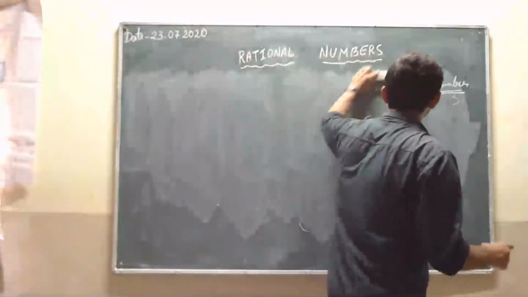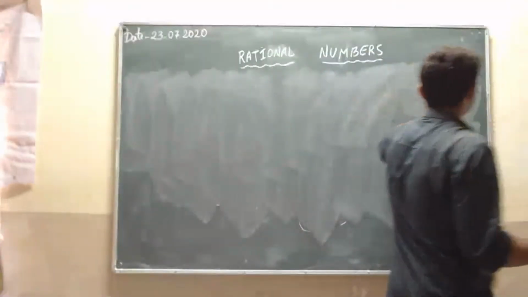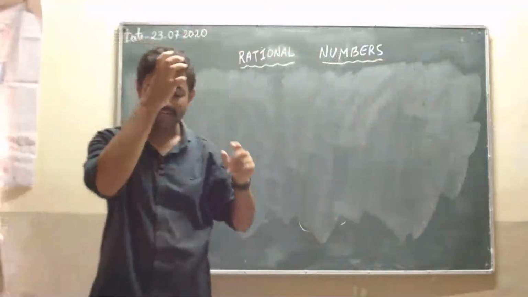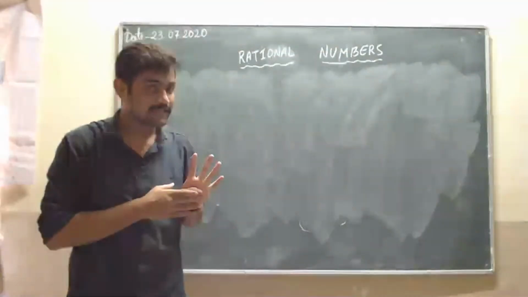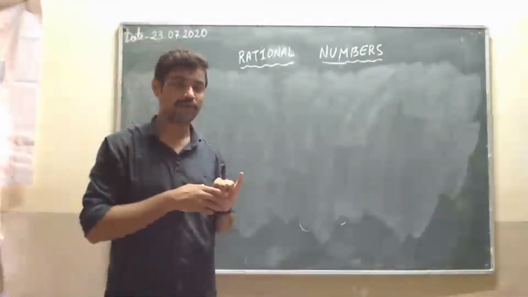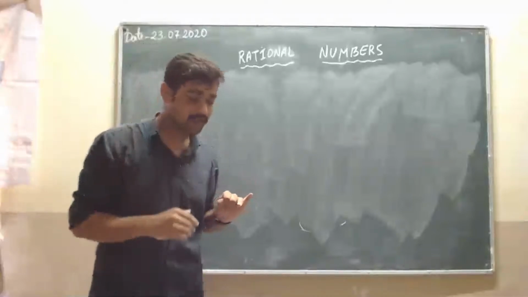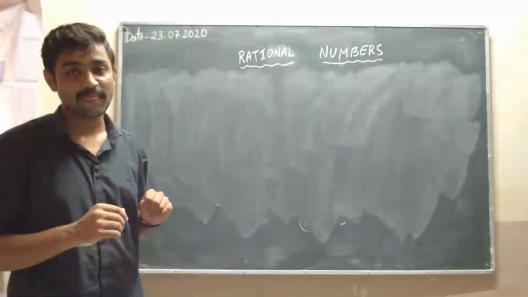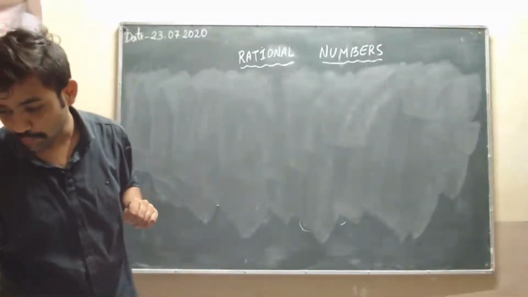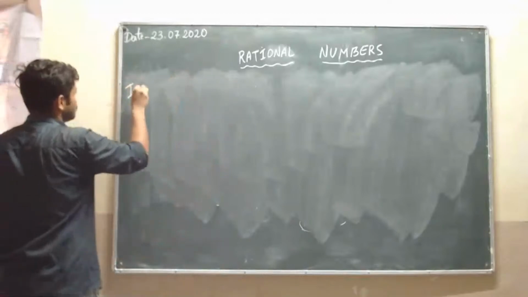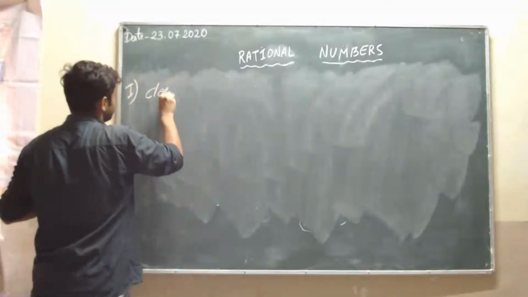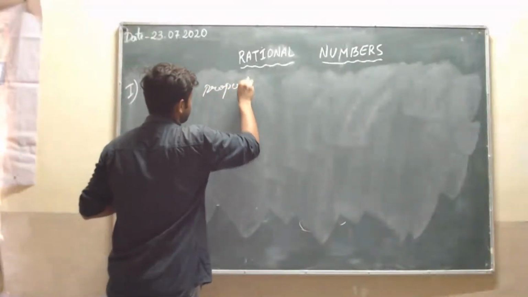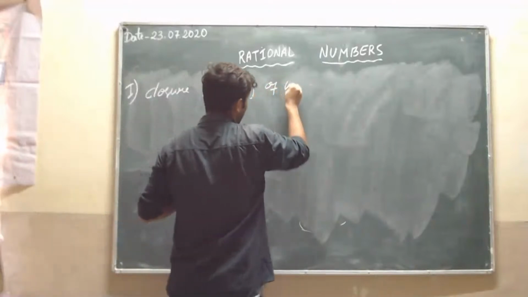Now, do you know the properties of numbers, types of numbers? That is closure property, isn't it? Commutative property, associative property. Yes. Now in this class, I will explain to you about the closure property of whole numbers. That is the first one. Closure property of whole numbers.